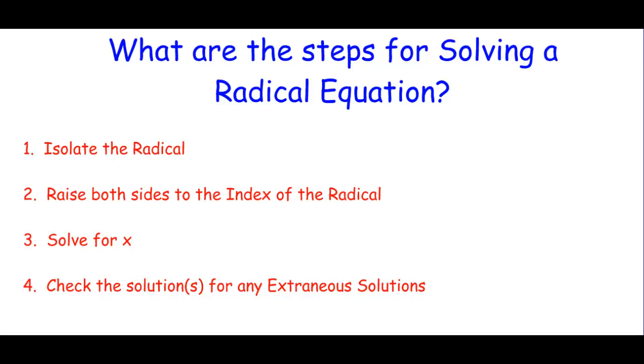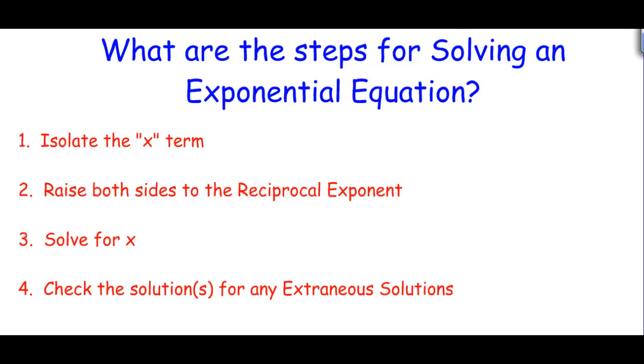Checking our answers is extremely important here. I know I've told you to do that for any solving problem, but now you could get some problems that seem like they work, but they don't really work, and that's why we're going to check for those extraneous solutions. When we're solving exponential equations, we're going to isolate the x term, and that x might be more than one term. Wherever x is, whatever has the exponent, then we're going to raise both sides to the reciprocal exponent, solve for x, and again check for our solutions or any extraneous solutions.